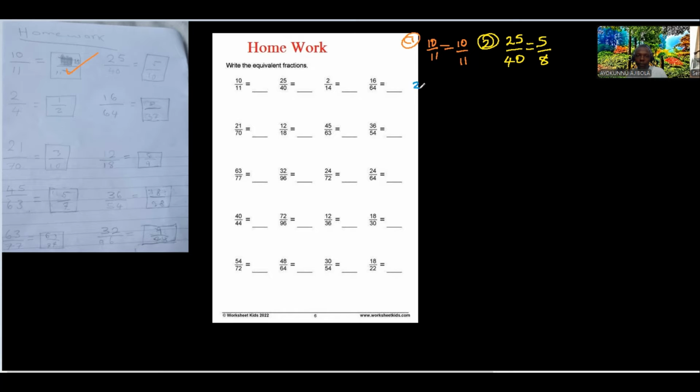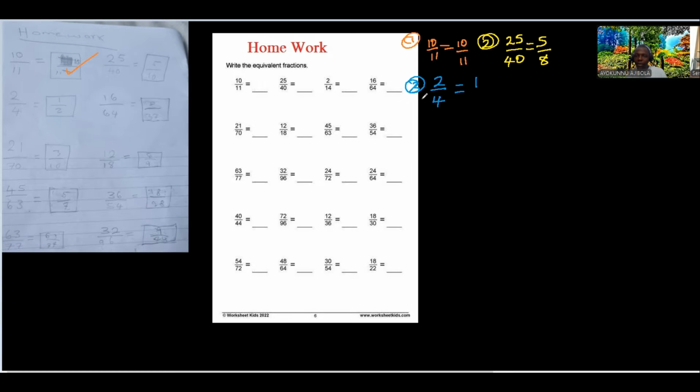Then number 3, you have 2 over 14. To reduce it to lowest term, I can divide both of them by 2. So if I divide 2 by 2, I have 1. Two over four, that is equal to 2 over 4. So that means it's 4. So that is 1.